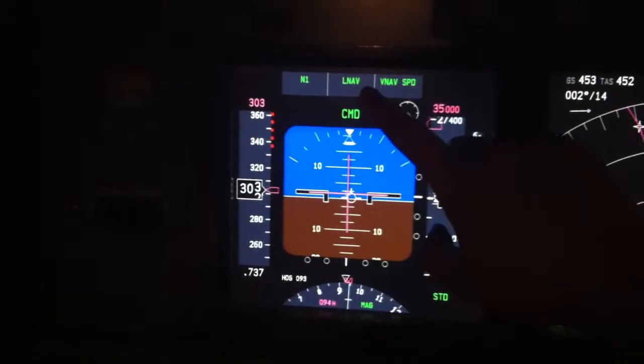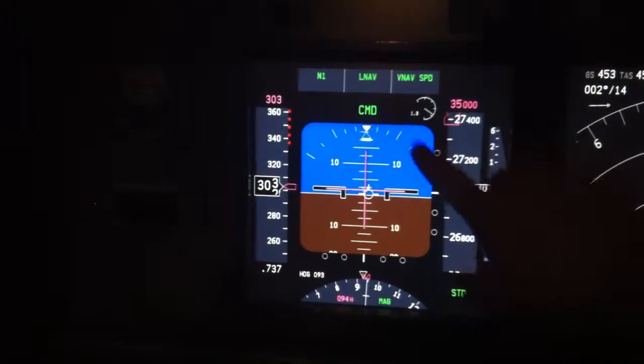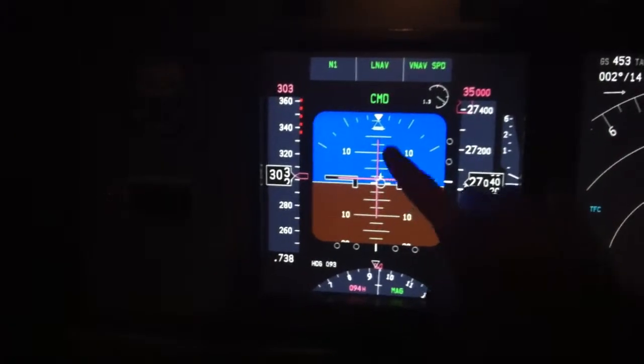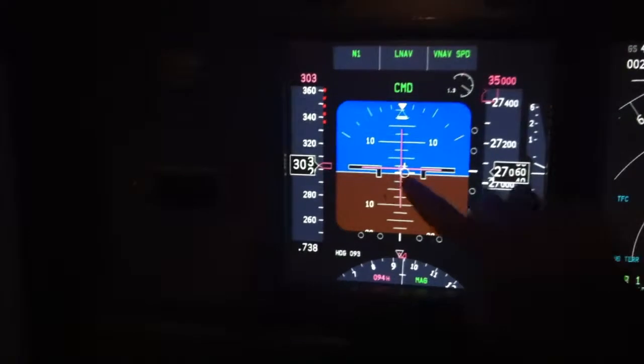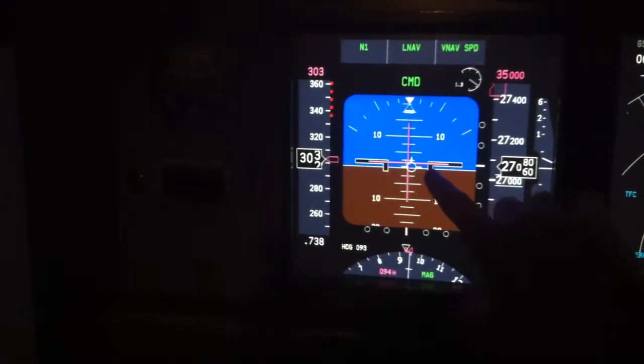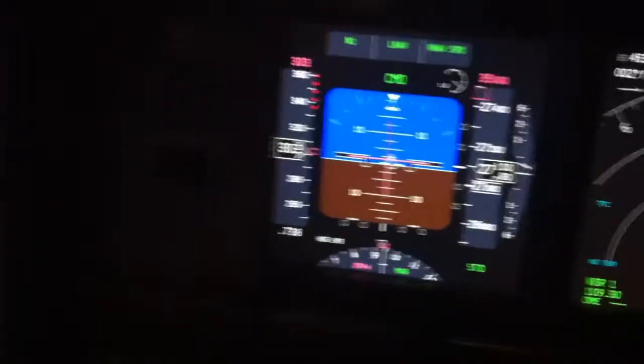And up here we have the flight mode annunciator that confirms our autopilot modes. And these two bars are flight directors. That's what we follow when we have it on. And this little bug here is the track bug or the flight path vector. Center pump is out of fuel, by the way.